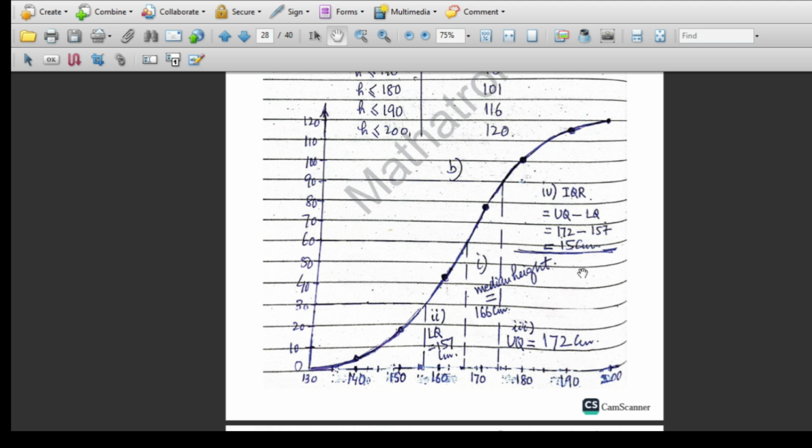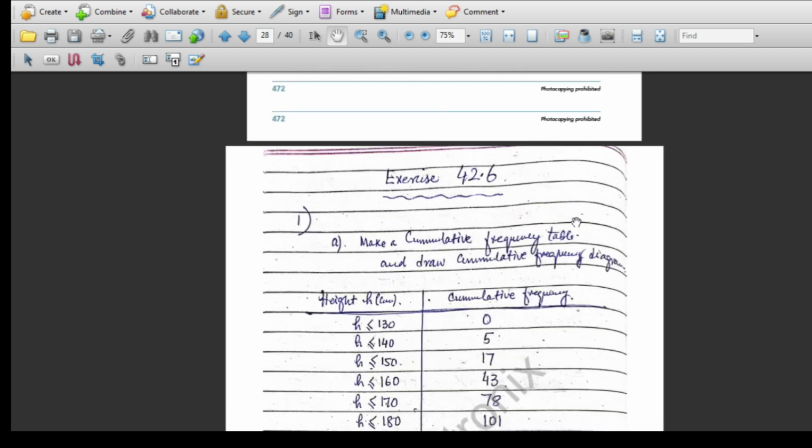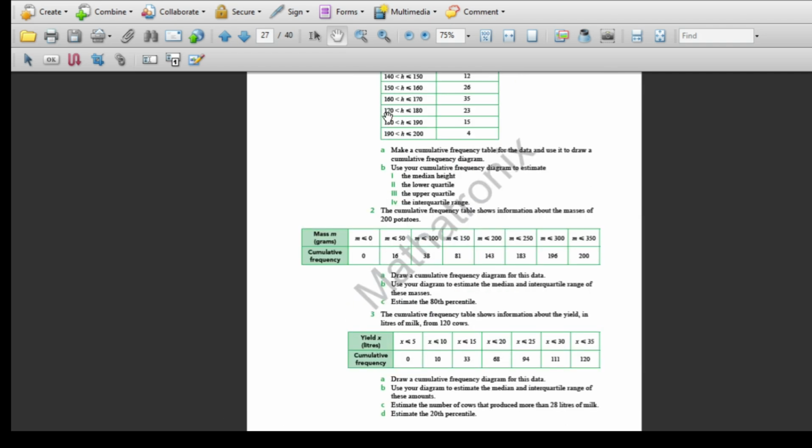In the second part, we have to find the lower quartile, which is at frequency 30, which is 157 centimeters, and the upper quartile at frequency 90, which is 172 centimeters. The difference between the upper quartile and lower quartile is the interquartile range. Upper quartile minus lower quartile is 172 minus 157, which is 15 centimeters. So the band between the lower quartile and upper quartile is 15 centimeters. This is part 4. So this is all for question number 1.